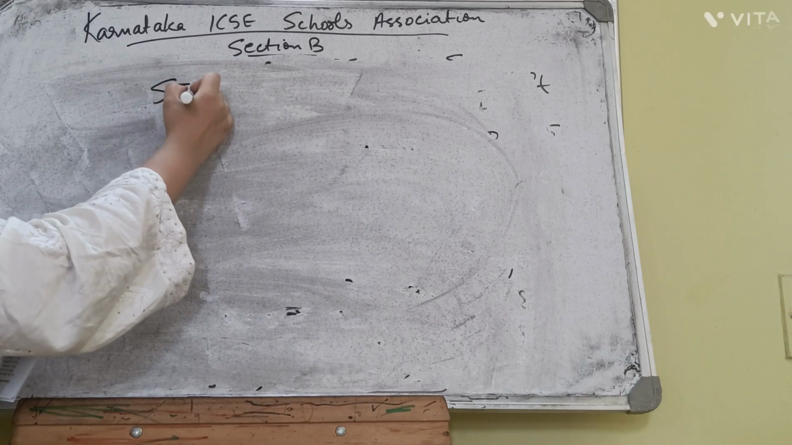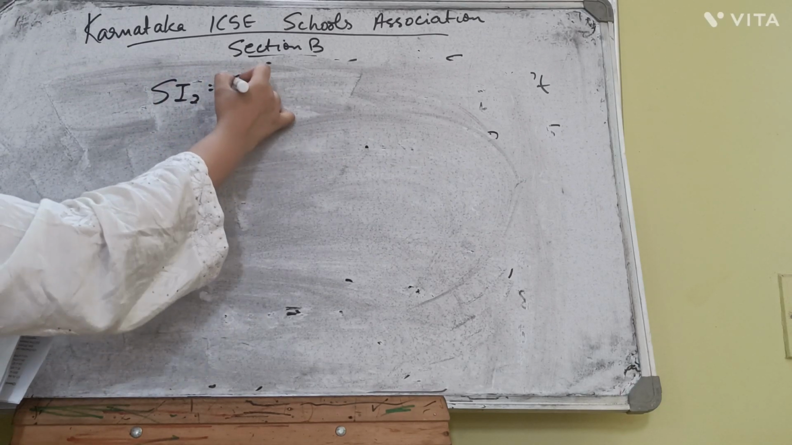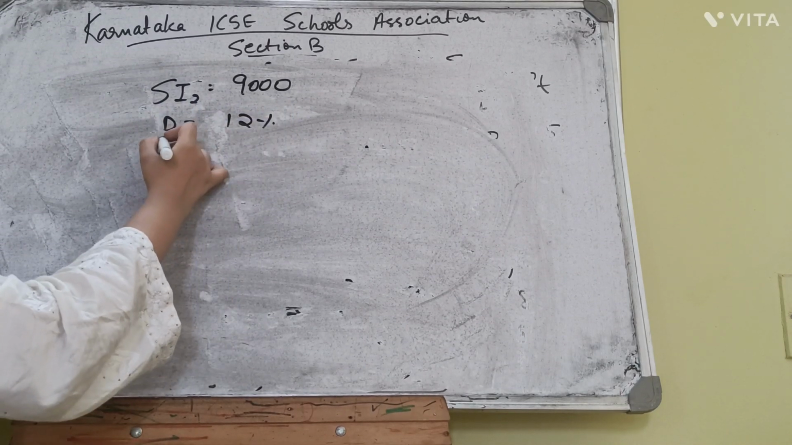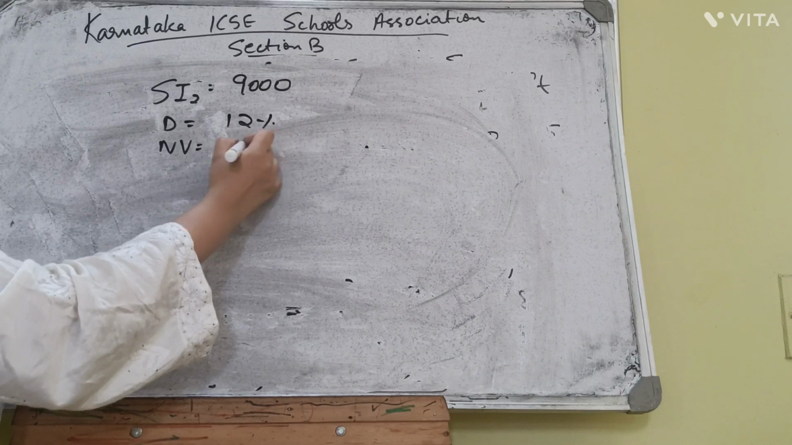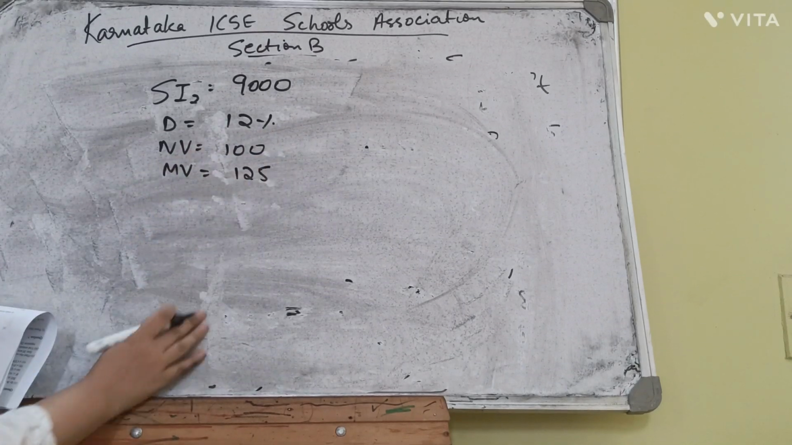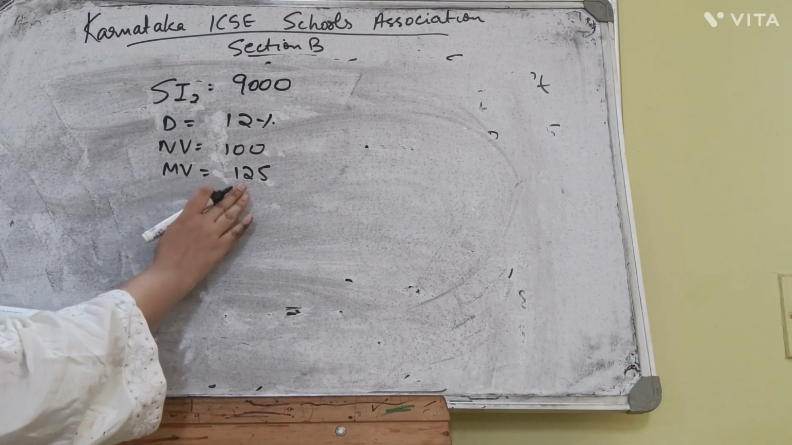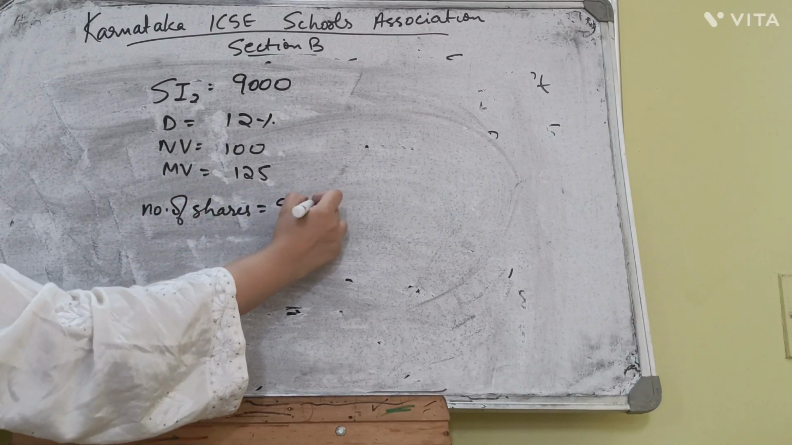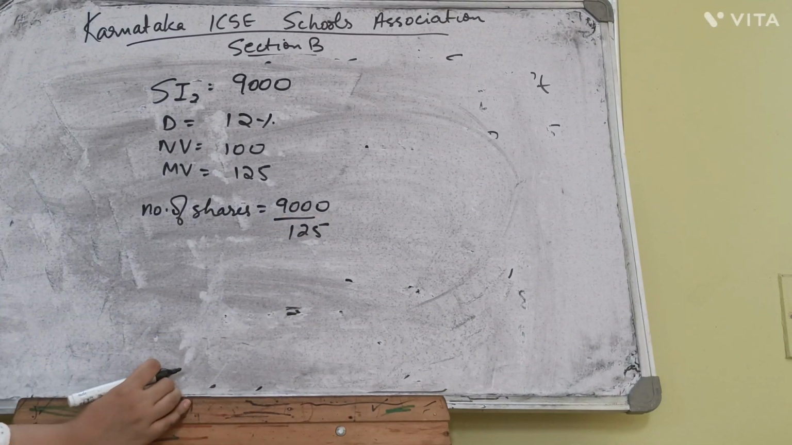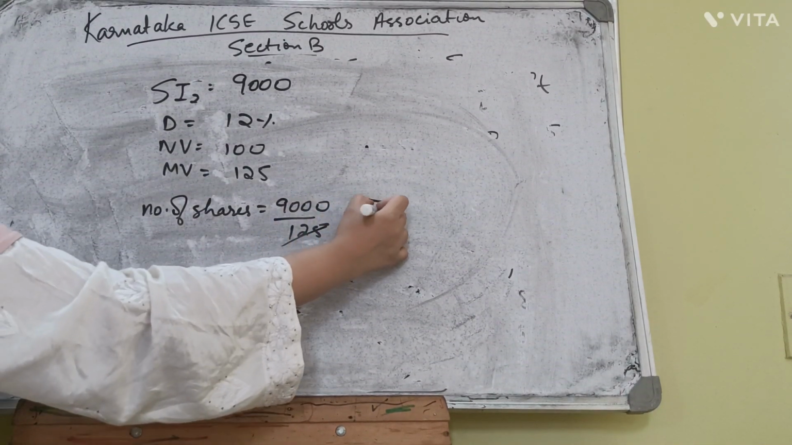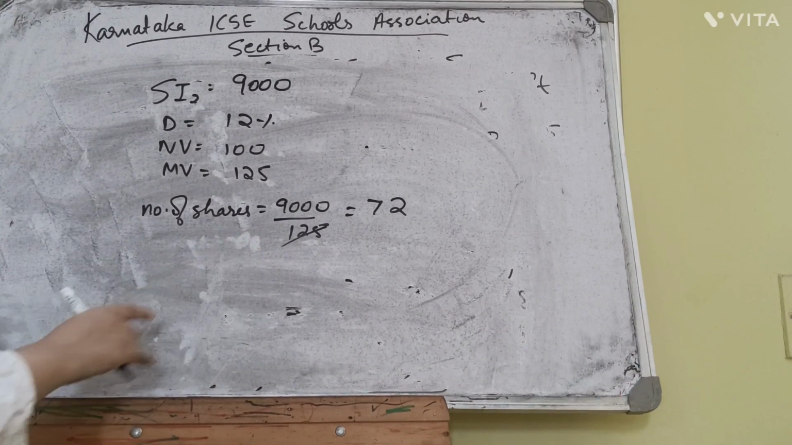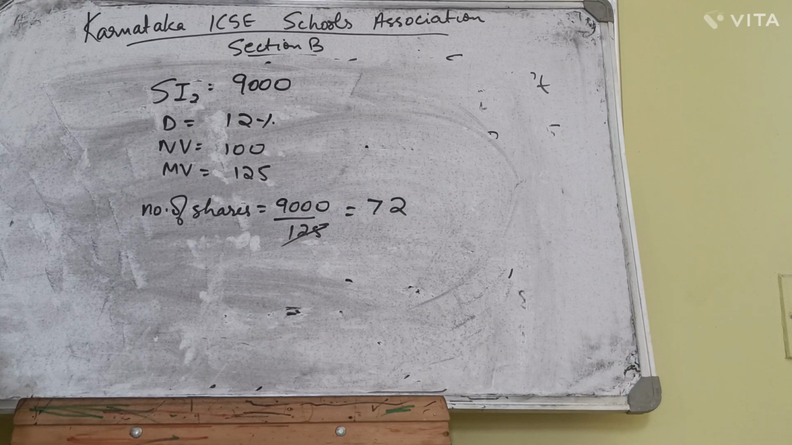Now this sale proceeds that we got was invested in another company. So the second investment will be 9,000. The D given there is 12%. Nominal value is 100 and market value is 125. Now we need to find number of shares here. So number of shares will be 9,000 by 125. So on cancelling this we get this answer as 72. So these are the number of shares that is bought in the other company.